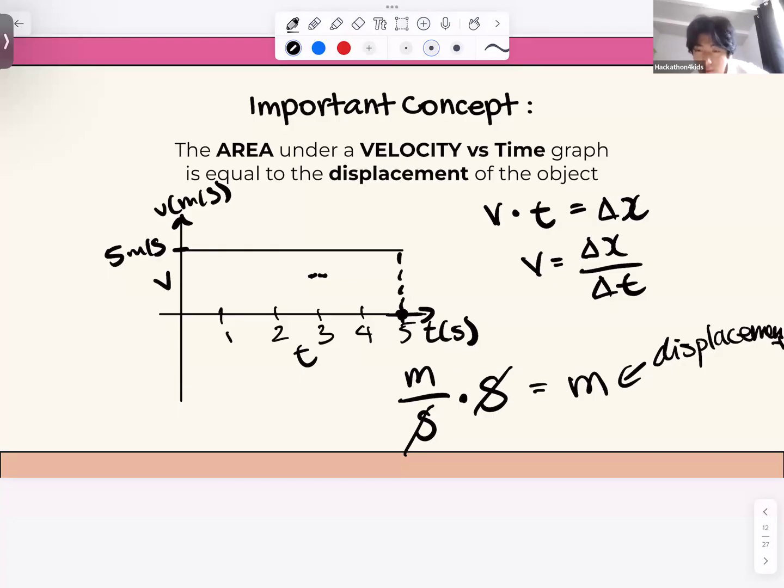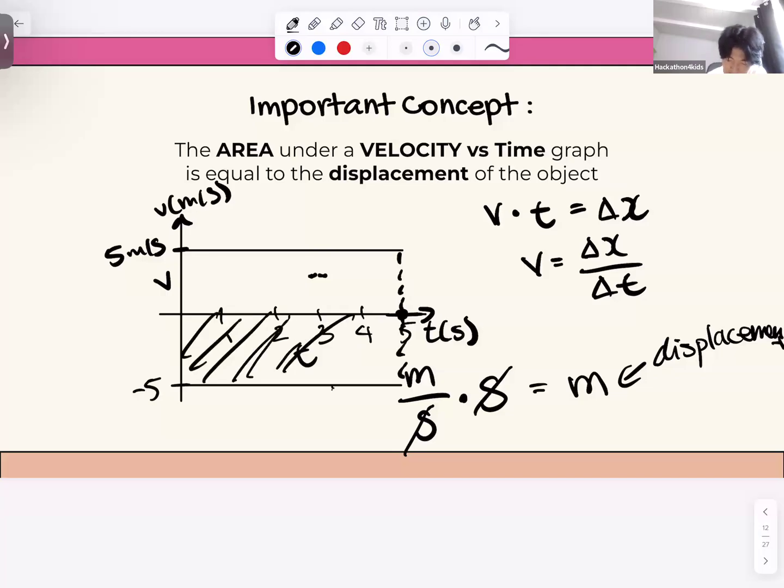Okay, what if the velocity is negative? Well, then the displacement would also be negative, right? Think about it. If you're just calculating the area, and there's also a straight line from 0 to 5 seconds, and you want to calculate the area from this line to the x-axis going up, right? So it would just be negative 5 times 5, which would be negative 25. Or just in the opposite direction of where you're going, if the problem gives you direction, okay?